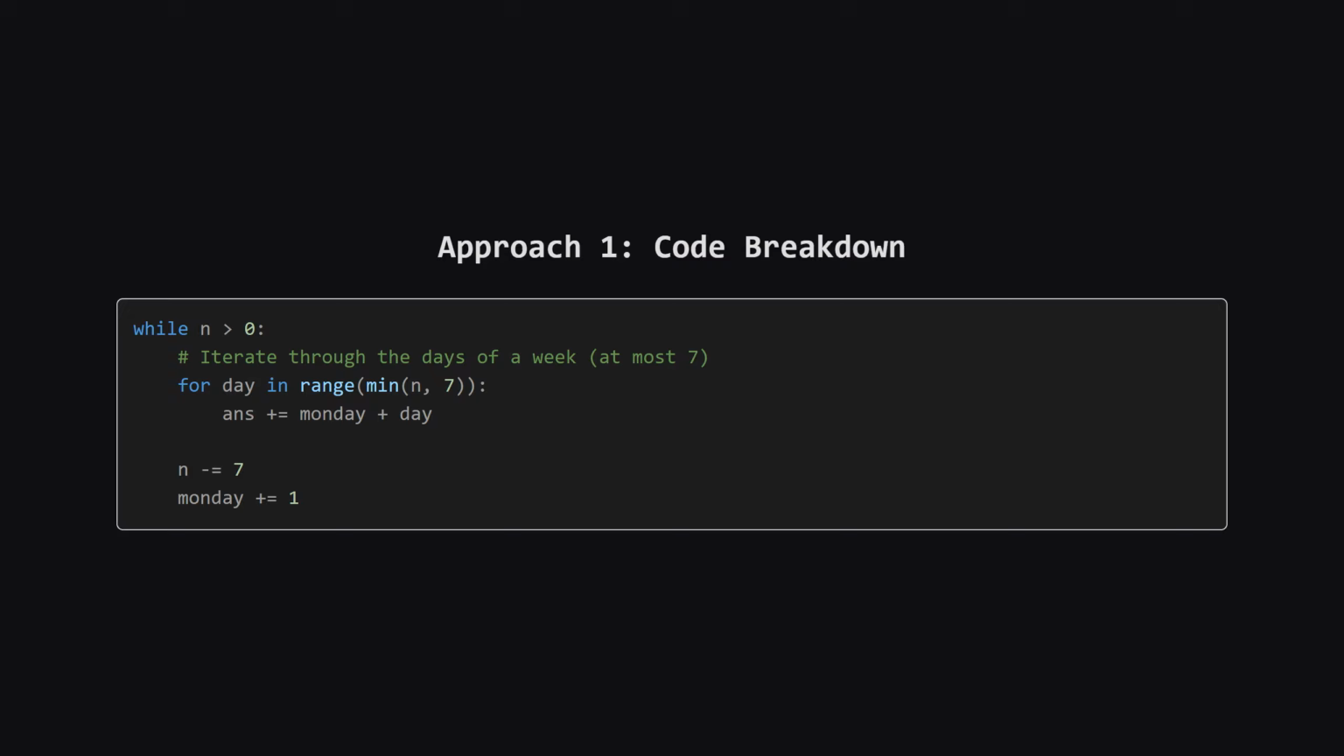For each day, we add the current Monday's base amount plus the day offset to our total answer. For example, on a Wednesday in the first week, this would be $1 plus 2, for a total of $3. After each full week cycle, we subtract 7 from our total days n, and we increase our Monday deposit by 1 for the next week. This continues until n is 0.